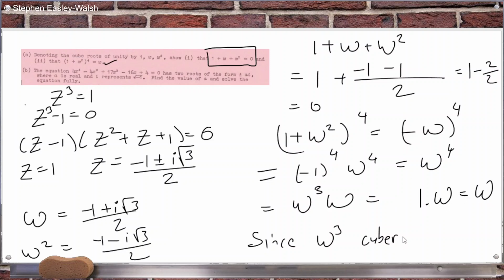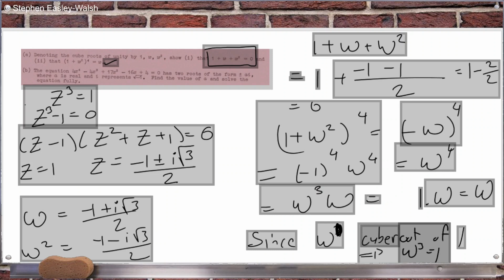Since omega is a cube root of 1, that means that omega cubed should be 1 then. Okay, so that takes care of part A. Then part B.